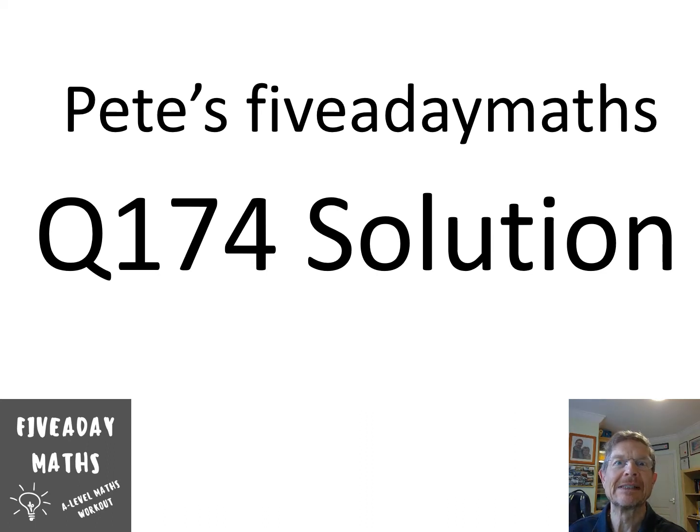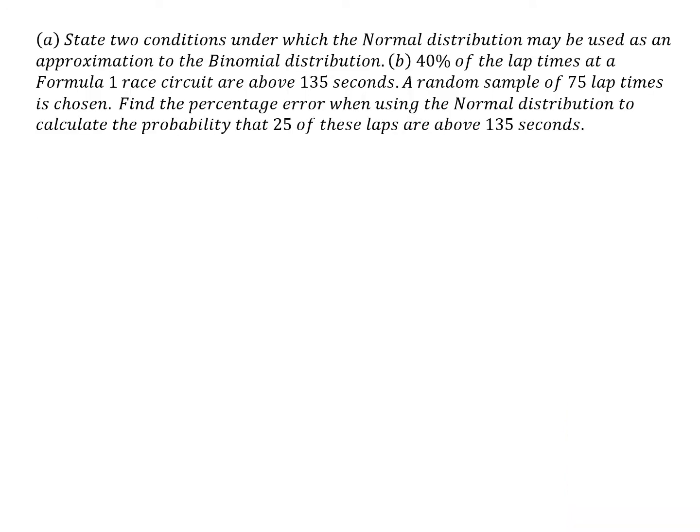So Formula One, another topic that is close to my heart. We're looking at the normal distribution being used as an approximation to the binomial distribution. So what we're talking about here is using the normal distribution to approximate the binomial distribution.